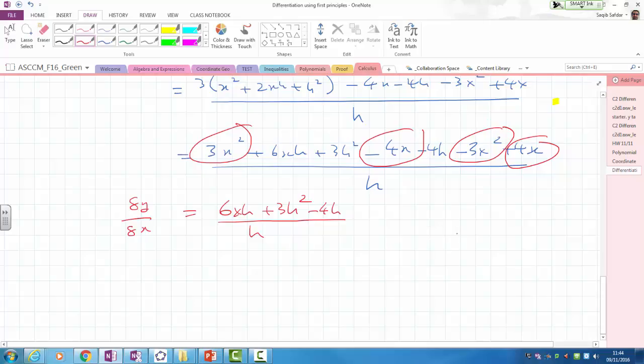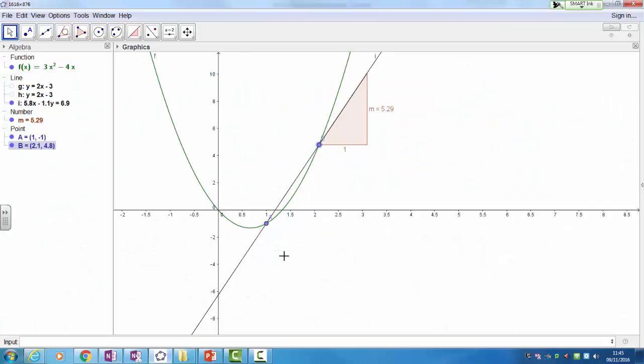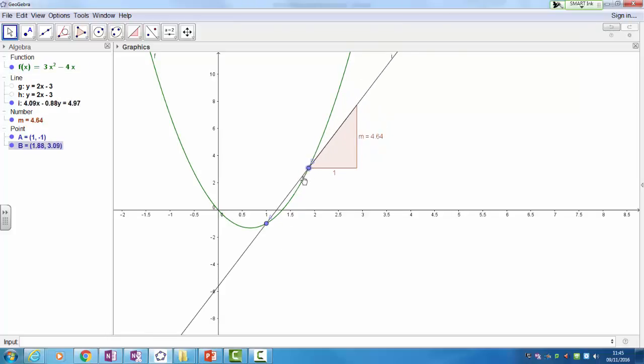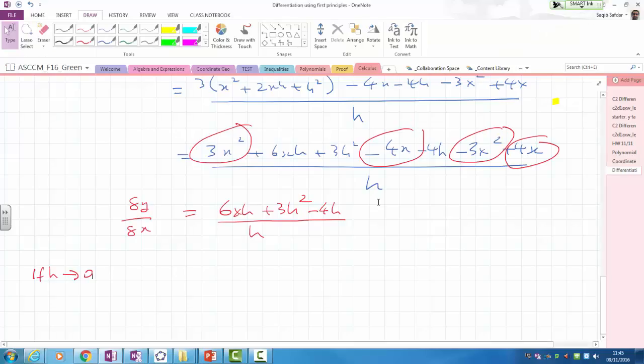Now remember, if h tends to 0, do you remember what h means? Change in x. And remember what we said, if you don't follow this argument, you'll be missing out. We said as our change in x becomes smaller, it becomes more accurate. So to make it an exact value, we can make our change in x 0. As this tends to 0, what's going to happen?